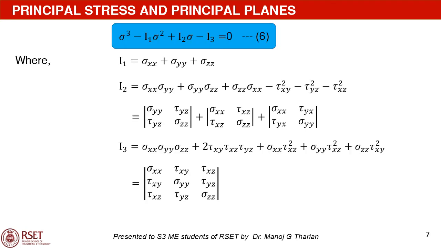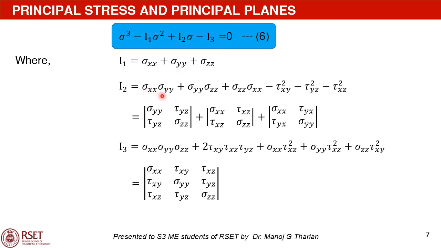The last equation in the previous slide can be written in the form sigma cube minus I1 sigma square plus I2 sigma minus I3 equal to 0, where I1 is equal to sigma xx plus sigma yy plus sigma zz. That is the sum of the diagonal elements of the stress matrix.